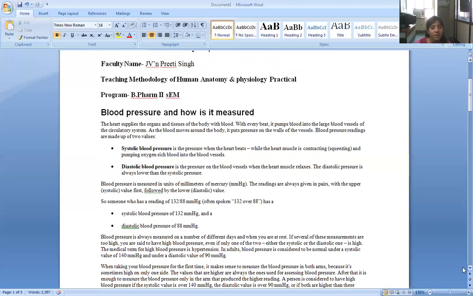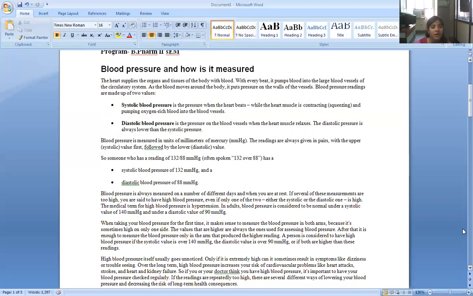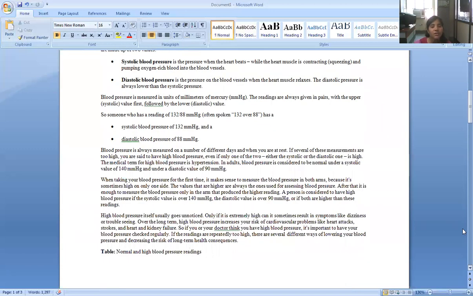In adults, blood pressure is considered to be normal under a systolic value of 140 mmHg and under a diastolic value of 90 mmHg. When taking your blood pressure for the first time, it makes sense to measure it in both arms, because it's sometimes high on only one side. The values that are higher are always the ones used for assessing blood pressure. After that, it is enough to measure the blood pressure only in the arm that produces the higher reading.